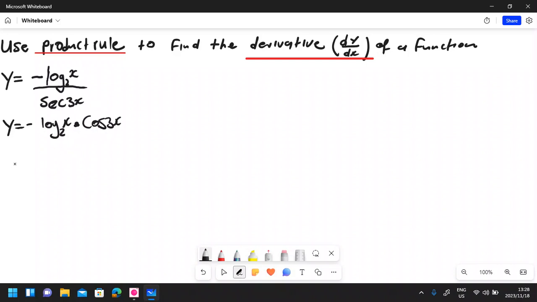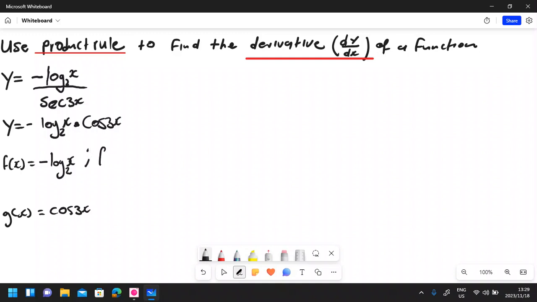Now it's time for us to identify which one is f of x and which one is going to be g of x. For now, let's just say f of x is equal to the first function that we see here, negative log base 2 of x, and g of x is going to be cos 3x. There we go. Now it's time for us to differentiate both of them. Let's start with this one here.